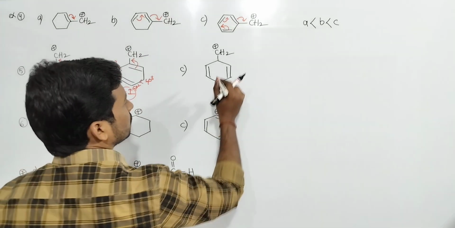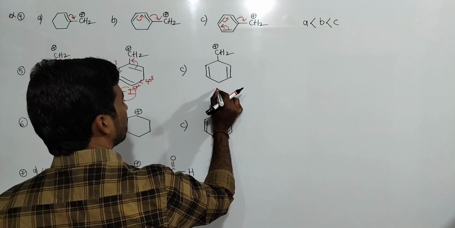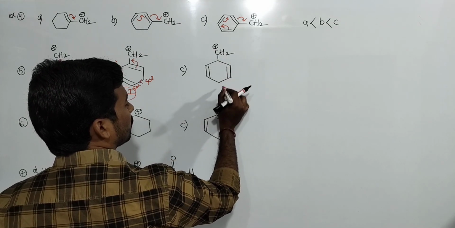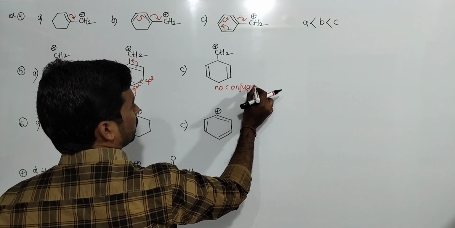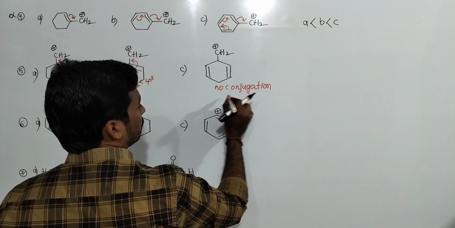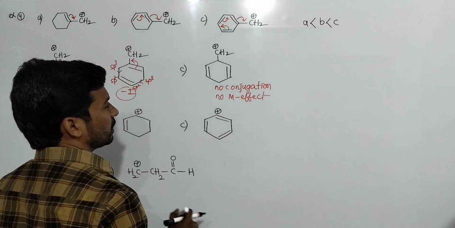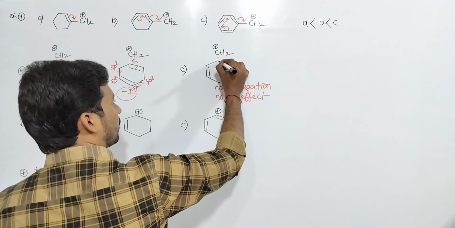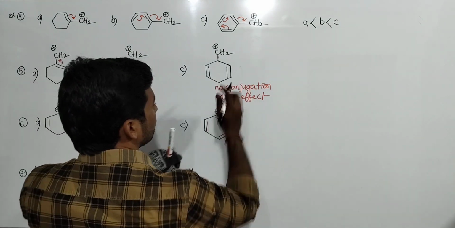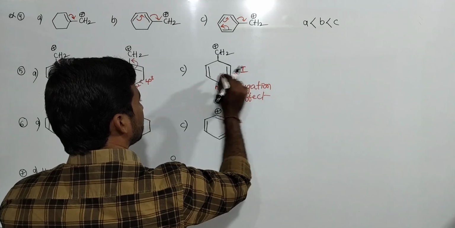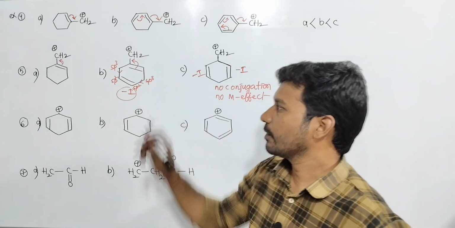So here single bond, not in conjugation. No conjugation means no M effect, no mesomeric effect. So this is single bond, single bond. Whenever two single bonds are present, the double bond acts as a minus I group. So minus I is unfavorable for a cation. Only one minus I, stabilized by resonance.